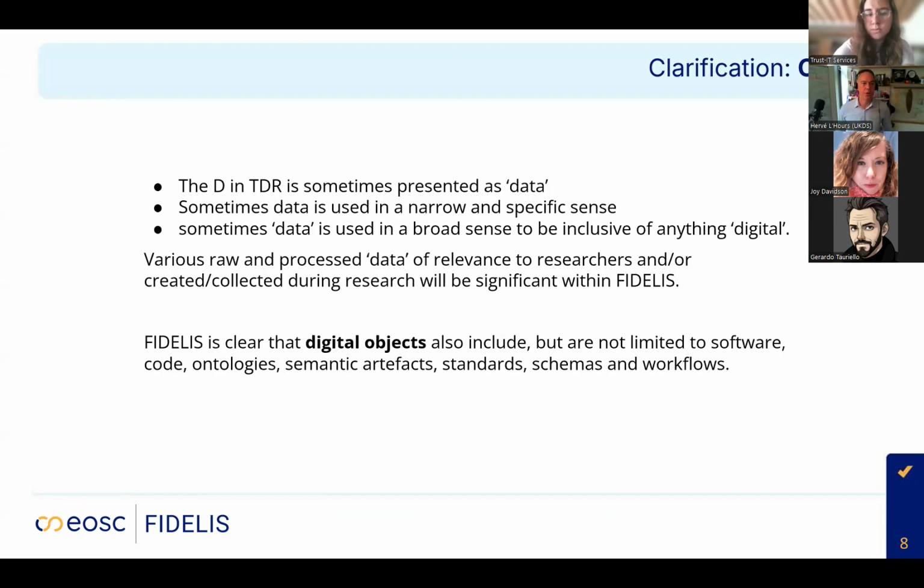So trustworthy digital repositories, we'll look at objects first. The D in TDR is sometimes presented as data. Sometimes data is used in a narrow and specific sense, and sometimes data is used in a broad sense to be inclusive of anything that's digital. We know that various raw and processed data of relevance to researchers or created and collected during research will be hugely significant within Fidelis. Yeah, there will be a major focus. But Fidelis is also clear that the scope of digital objects that it's looking at include, but are not limited to, software, code, ontologies, semantic artifacts, standards, schemas, and workflows. So very important that we've got that full inclusive view of digital objects.